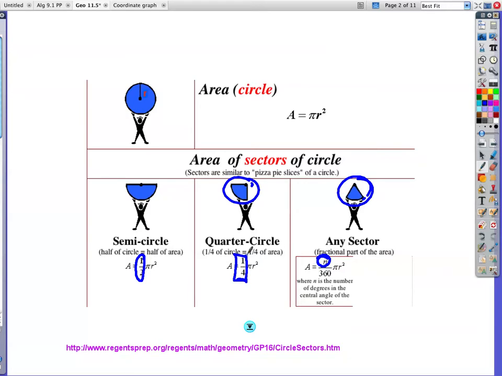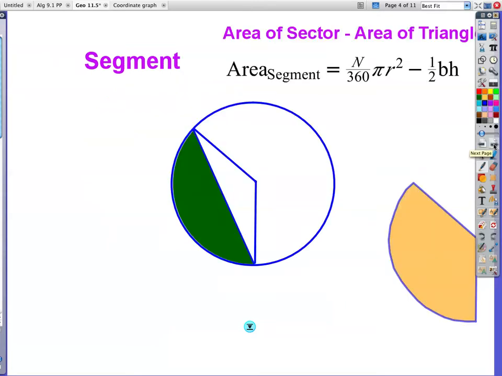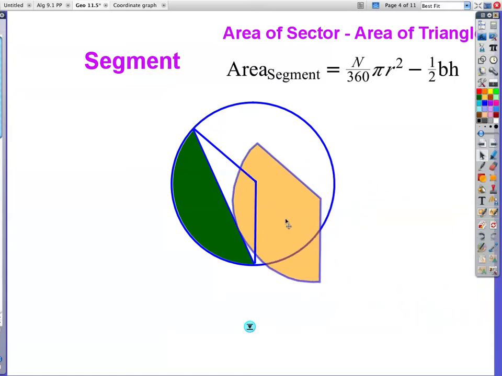The important thing you need to remember is the formula for a sector, this yellow portion right here, is n over 360 times pi r squared, where n is the number of degrees. So if this is 88 degrees, then you would have 88 over 360 times pi r squared. So you're also going to need your radius, and you need however many degrees that central angle is.